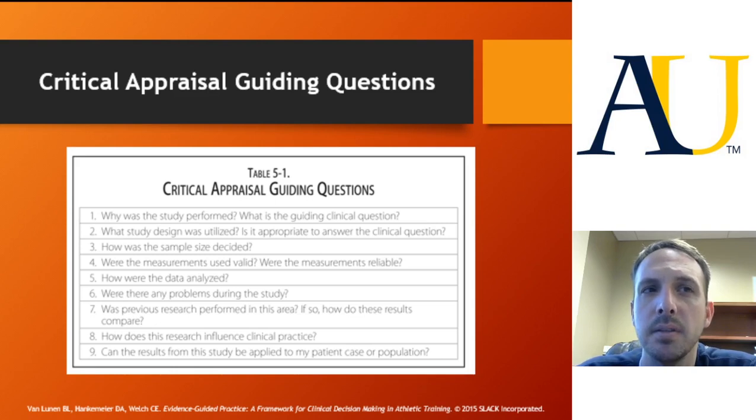Was previous research performed in this area? If so, how do these results compare for question number 7? Now, this is part of the overall finding of evidence. If we only find one piece of evidence with that, we probably are looking at something either very new or we failed in step number 2 with our search.